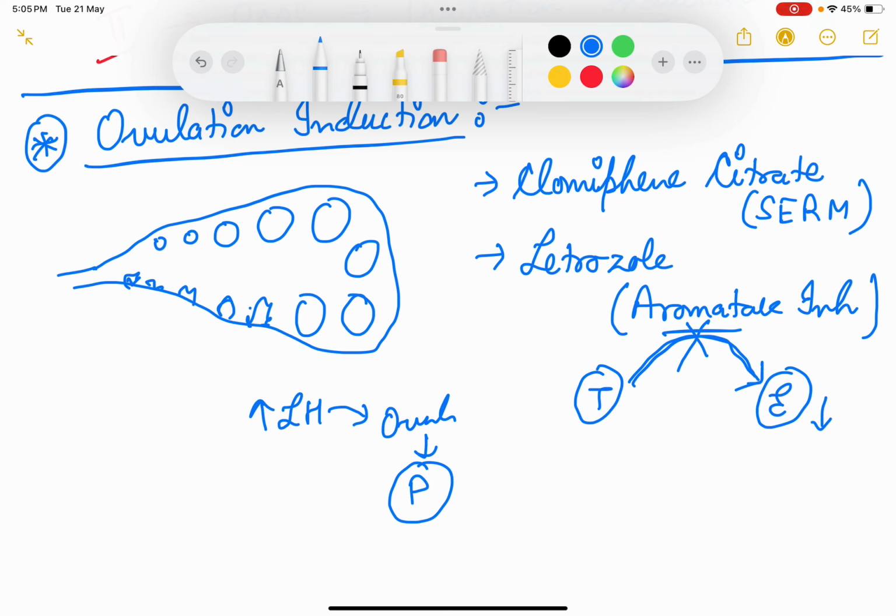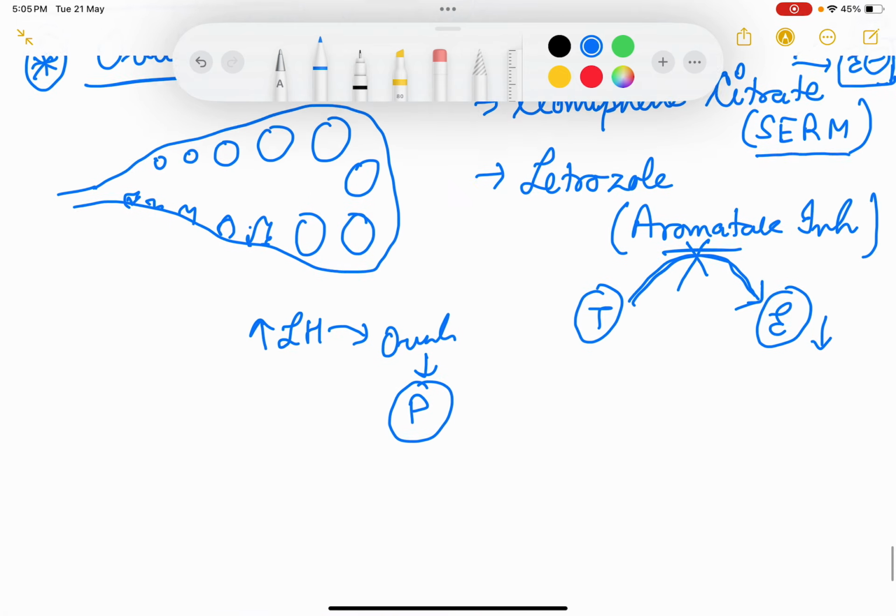Similarly, clomiphene citrate, since it is a selective estrogen receptor modulator, will have estrogenic property in some organs and anti-estrogenic property in certain other organs. So, the anti-estrogenic property of clomiphene citrate will help in reducing the estrogen height or the estrogen peak, and thereby the LH will rise and then there will be ovulation. So, basically the defect was the constant rise in estrogen, which will be brought down by these drugs. Okay. So, they will lead to ovulation.